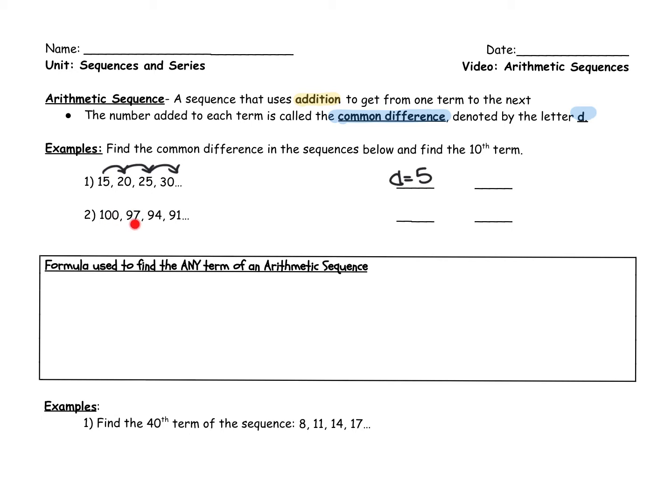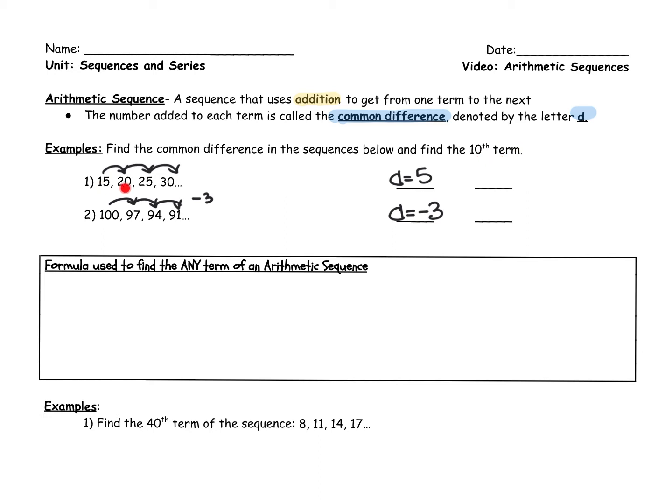Now let's look at the second. How do I go from 100 to 97 to 94 to 91? Looks like the numbers are getting smaller and we are decreasing each of them by 3. So this time we just say our common difference is -3. So if you see the word negative or subtraction, you just have to write it as a negative addition. That's all.